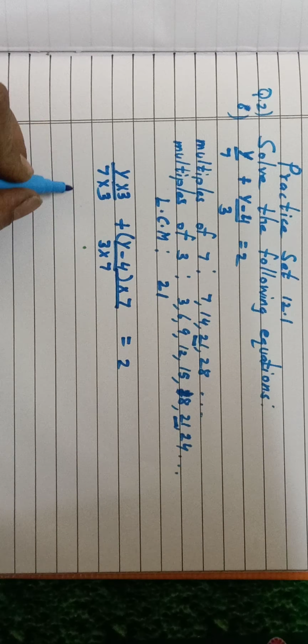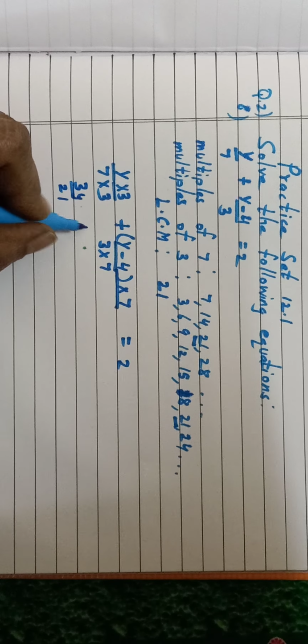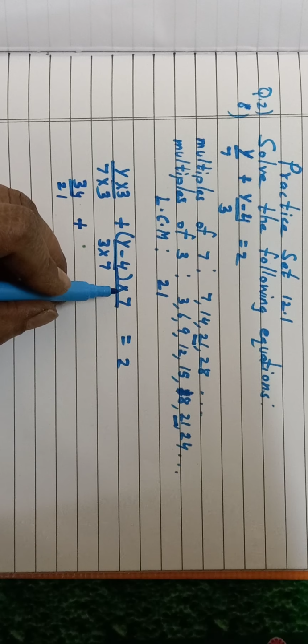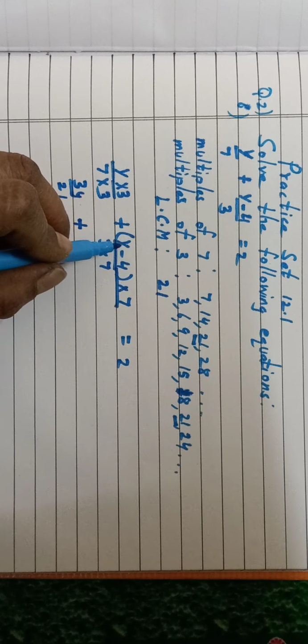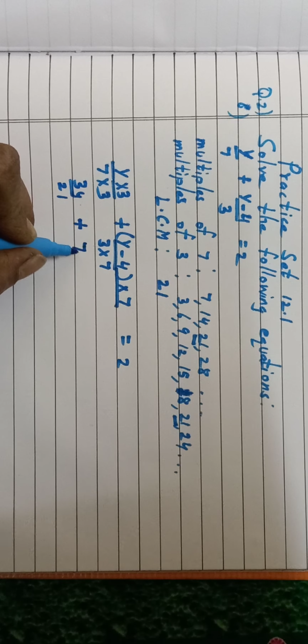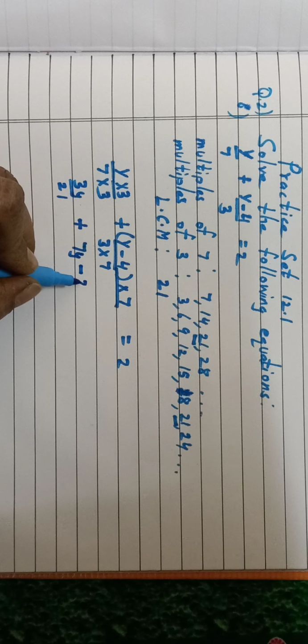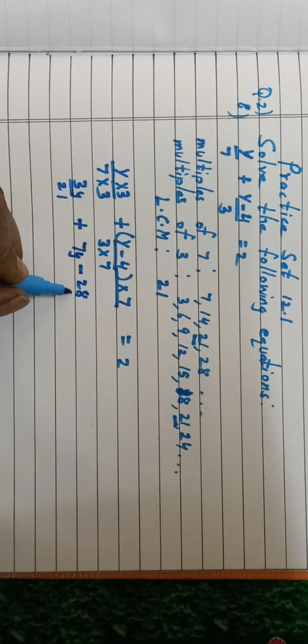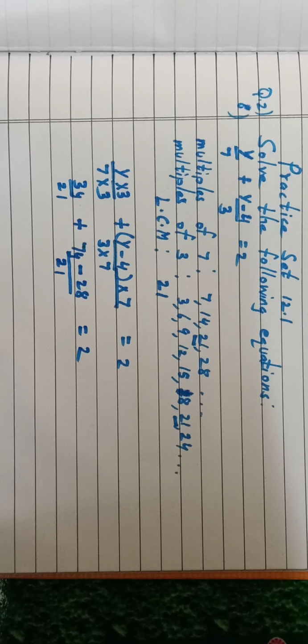Now 3y upon 21 plus. Now here into 7 is given. So you can write it like this, 7 into y. 7 into y is 7y minus 7 4s are 28 upon 7 3s are 21 is equal to 2.